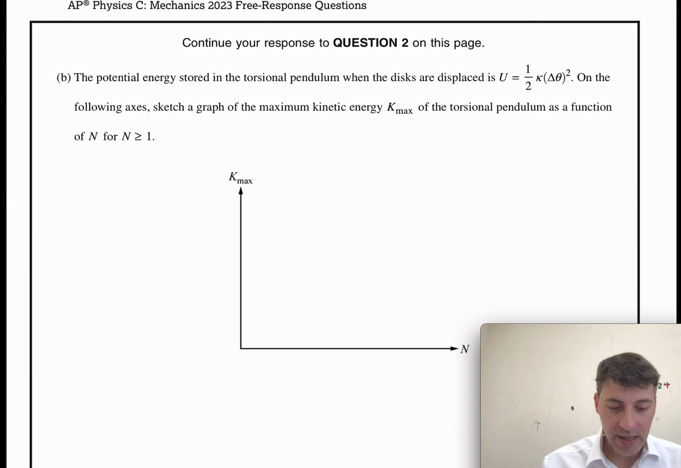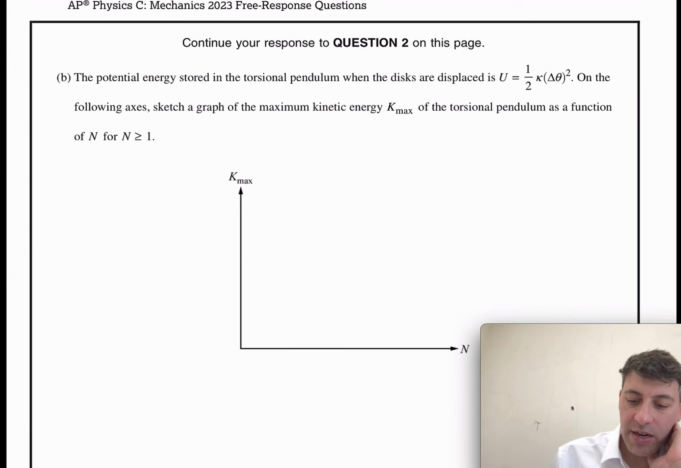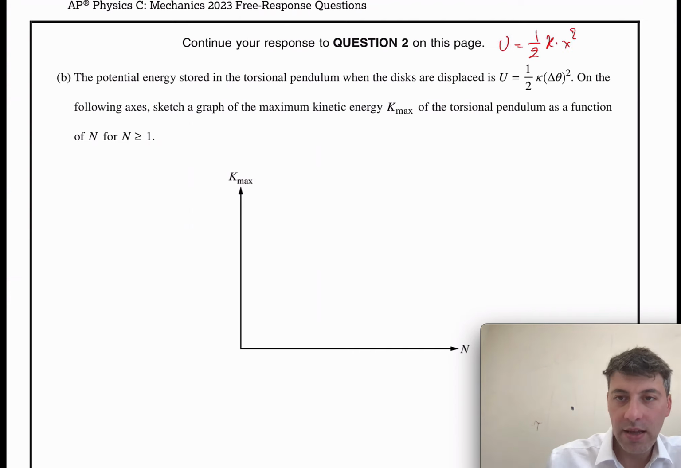And the potential energy stored in the torsional pendulum is given by 1 over 2 k times the displacement to the power of 2. This is very, very similar to the potential energy of a spring, which was 1 over 2 k times x squared. I'm just saying. On the following graph, we need to sketch a graph of the, and that's a little bit important, the maximum kinetic energy as a function of the number of discs.